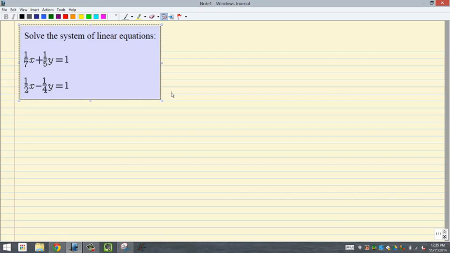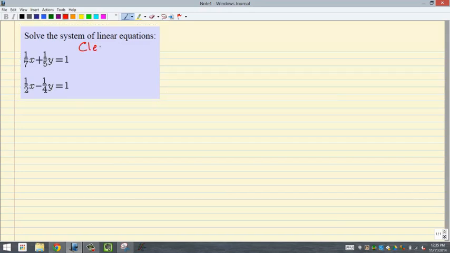So we're going to solve the system of linear equations, and you'll notice that this one has fractions. Everybody hates fractions. And so what we're going to do is employ a technique called clearing the fractions. What you do when you clear the fractions is you take the equation and you multiply everything by a common denominator. 35 times 1/7 is 5x, plus 35 times 1/5 is 7y, equals 35 times 1, 35.